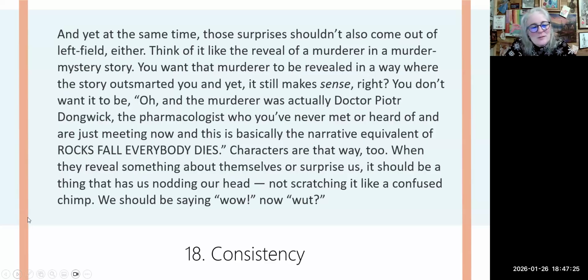Characters are that way too. When they reveal something about themselves or surprise us, it should be a thing that has us nodding our head, not scratching it like a confused chimp. We should be saying, wow, not what? All right. Hopefully that one makes sense. I think it's pretty funny.